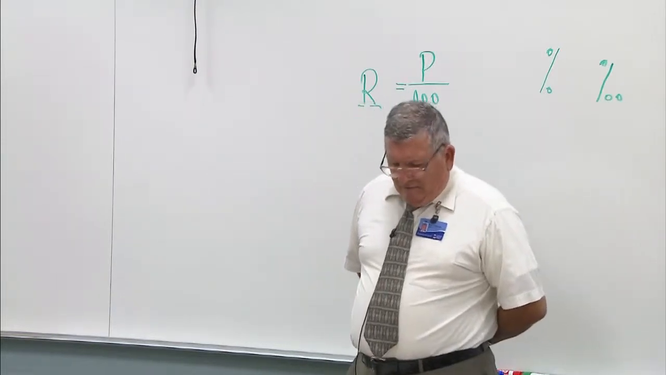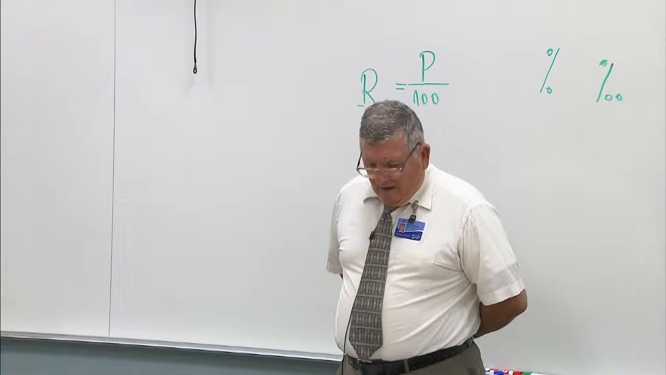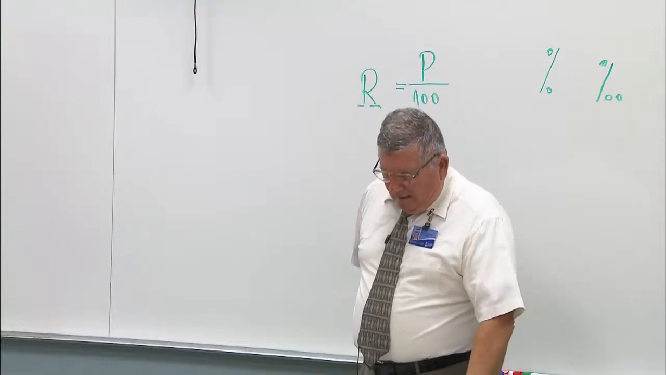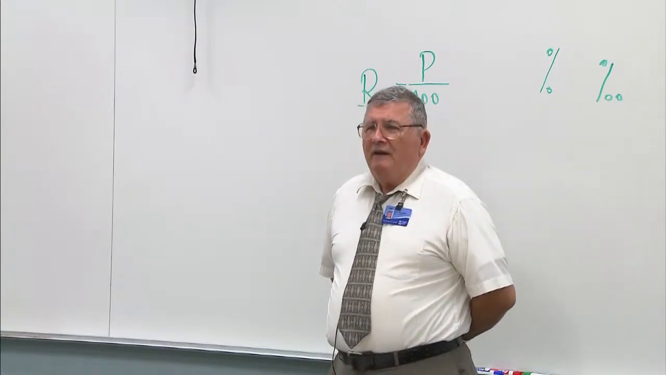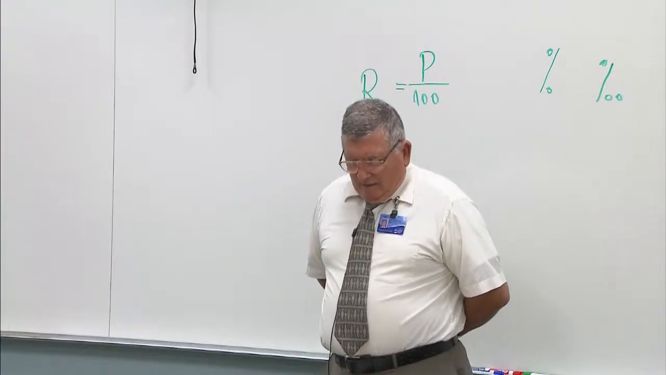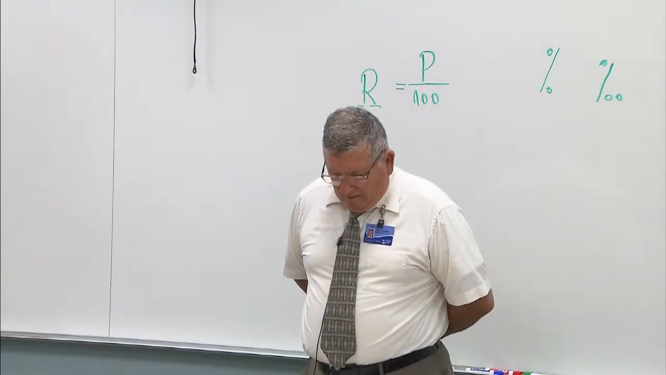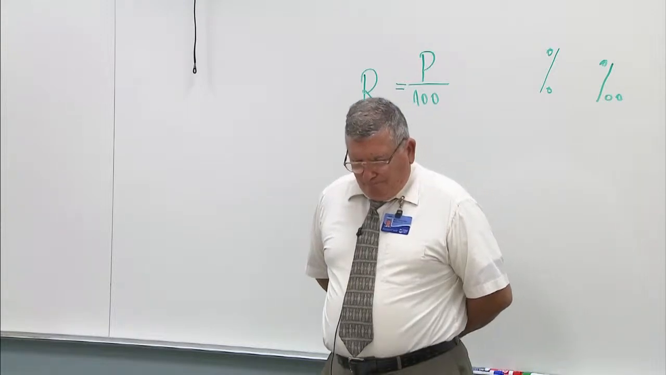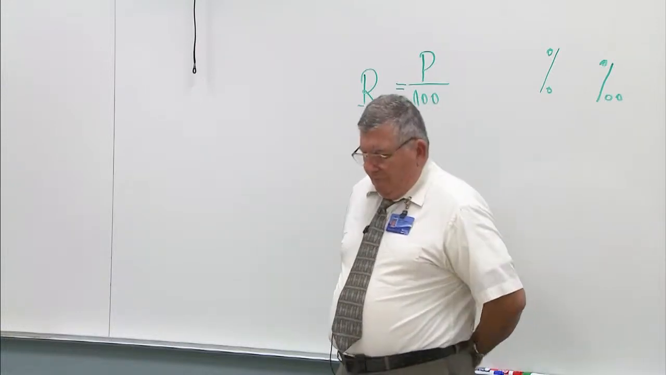Now, let's try to go a little bit deeper. What importance does this number R have? To see this, let us have an example. Let us say that a bank is paying its customers an annual interest rate of 5%. So in my interpretation, P equals 5. This means that for every $100 kept in the account for a full year, the bank is paying $5. In this situation, the ratio R equals 0.05.